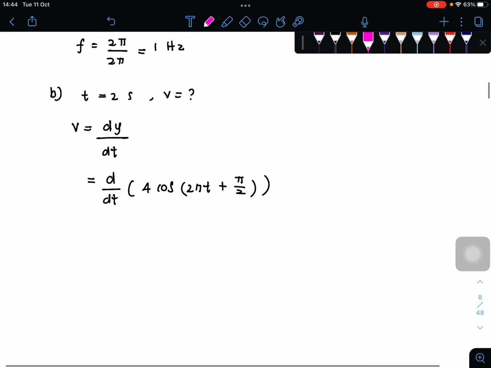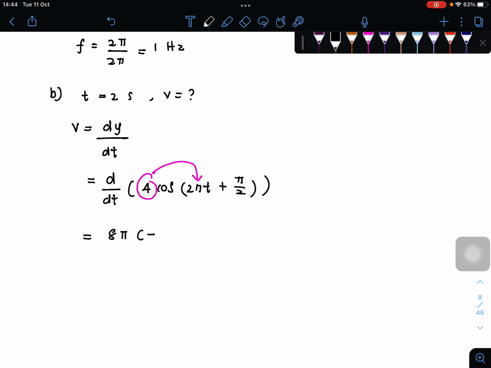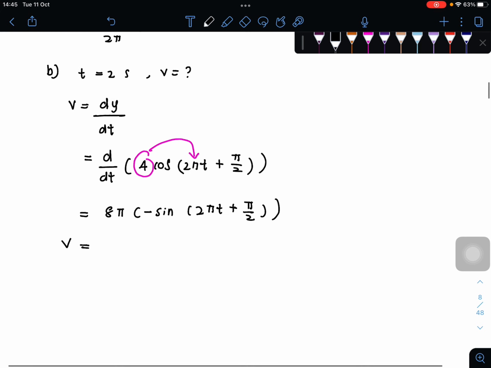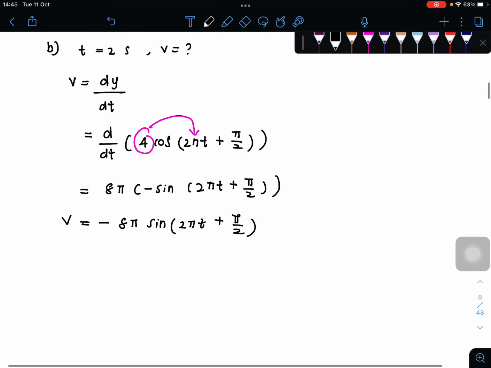Okay, so differentiate senang saja. This one darab dengan this omega. So 4 darab 2 pi, kita akan dapat 8 pi. And then we differentiate cos, akan dapat negative sin. Okay, differentiate cos dapat negative sin, and then the rest you just salin balik saja, 2 pi t plus pi over 2. So this one susun semula, kamu akan dapat negative 8 pi sin 2 pi t plus pi over 2. And then barulah kita substitute the value for 2 seconds here.